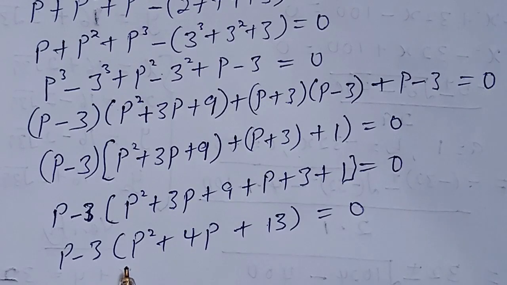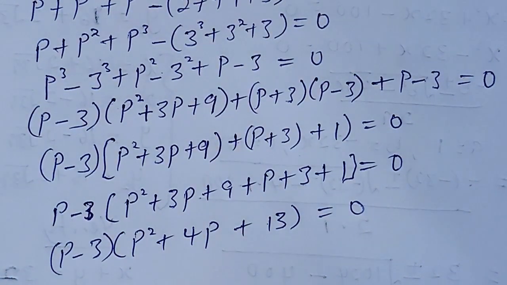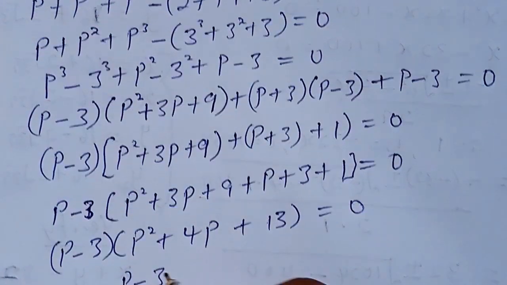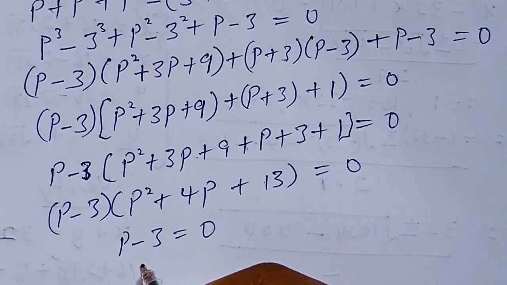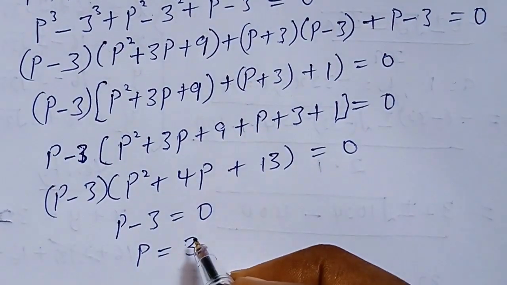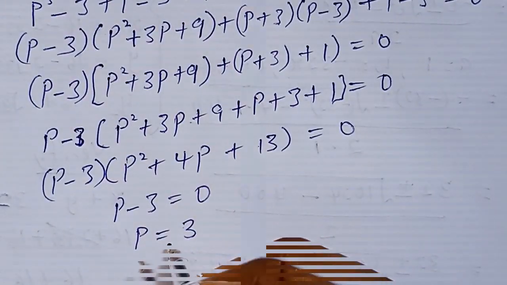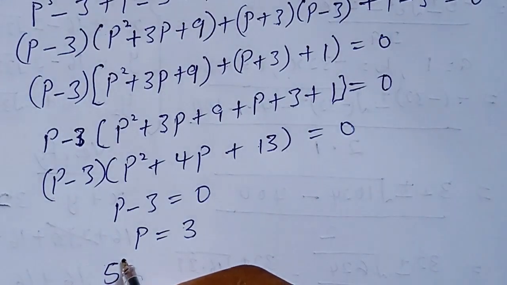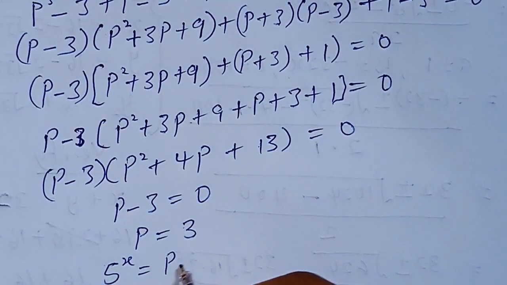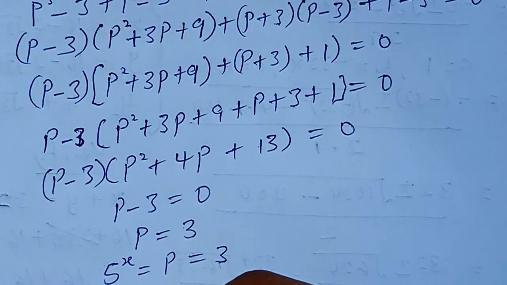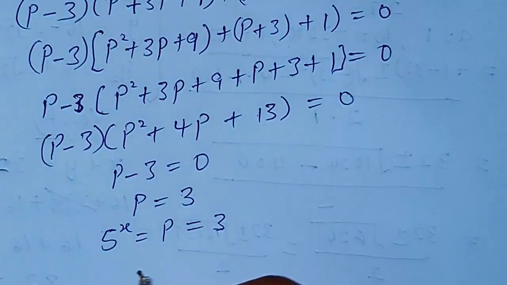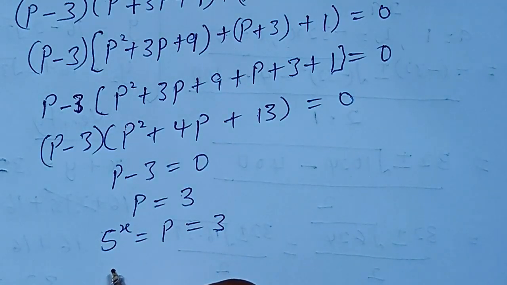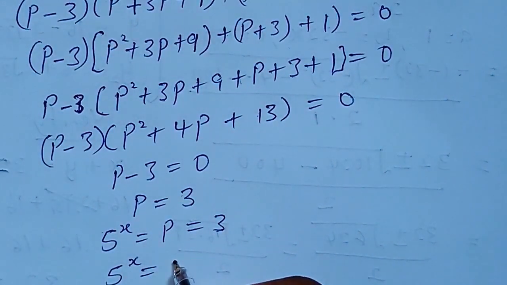Now to determine the value of p from this factorization. For the first term, to get the first value of p, that will be p minus 3 equals 0. So it implies that p equals 3. Then from here we recall that 5 raised to power x equals p, and the same p equals 3. This is where we get the value of x, because that is what we are asked to find. So we can equate 5 raised to power x equals 3.